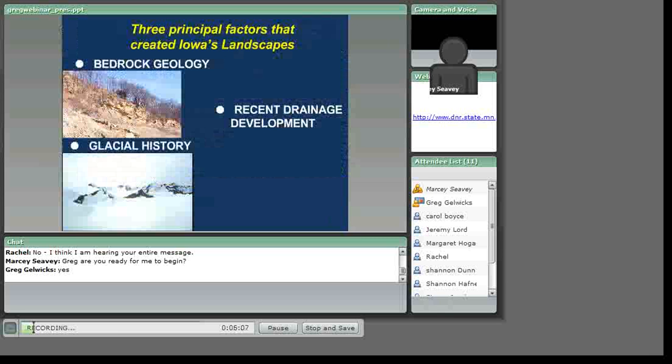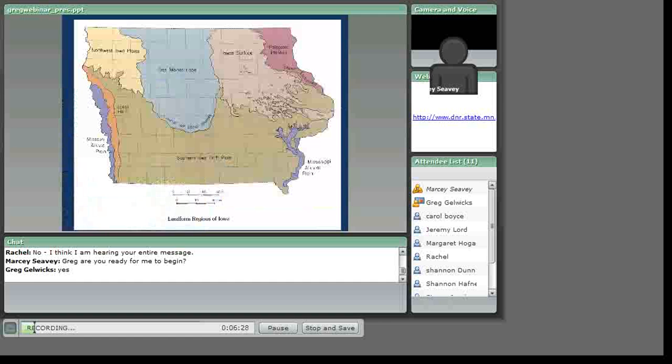And there's three principal factors that are responsible for creating Iowa's landscapes as we see them. And those are the bedrock geology, the glacial history, and the recent drainage development that has occurred since glaciation. And that gives rise to differences we see in different parts of the state. The Des Moines lobe is the most recently glaciated portion of the state, and this area of the state has not developed its drainage networks to the degree that other parts of the state have, and was dominated by wetlands. And a lot of the stream channels that are now there are the result of man draining the land and draining the wetlands. And there's a lot of unnatural stream channels there.